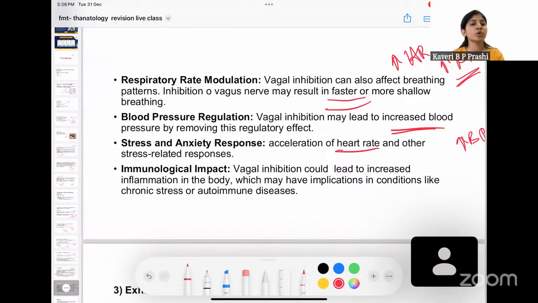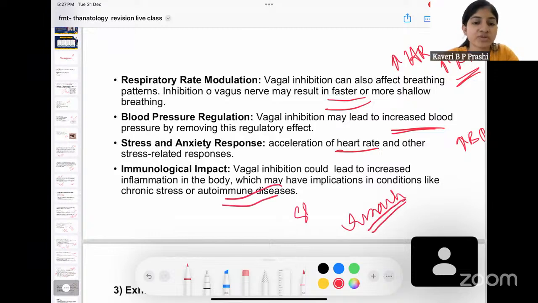What about its role in immunological activity? Vagal inhibition could lead to increased inflammation in the body, which may have implications in conditions like chronic stress or autoimmune diseases. So, various researchers say that autoimmune diseases have a direct link with stress. Okay, and when the vagus is inhibited, we know that stress is going to be activated. Therefore, all these autoimmune diseases could be increased. There could be increased inflammation in the body.